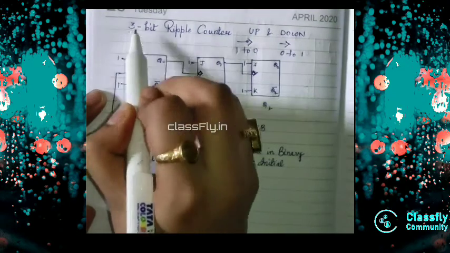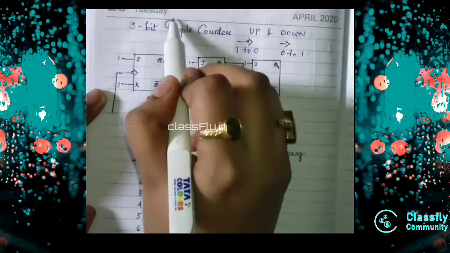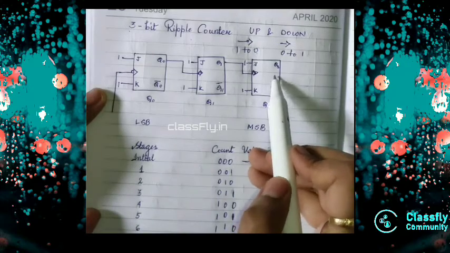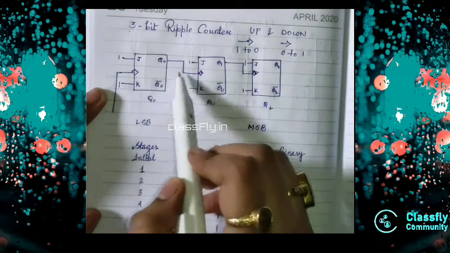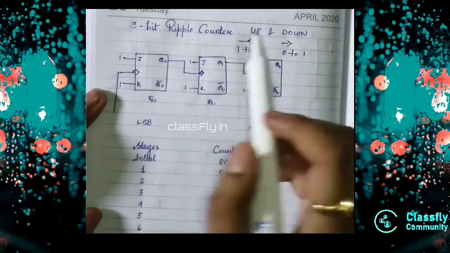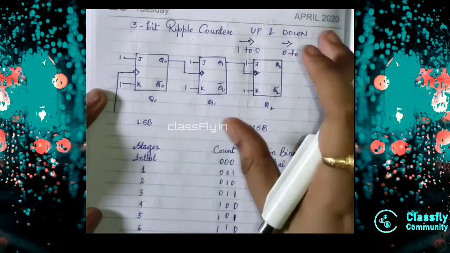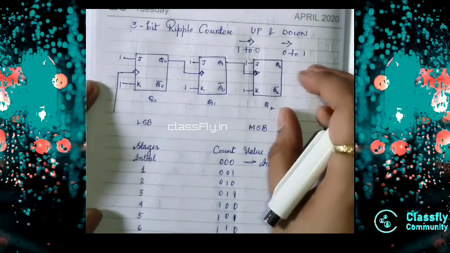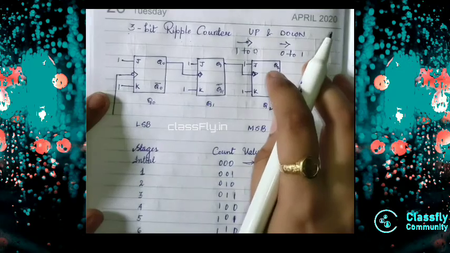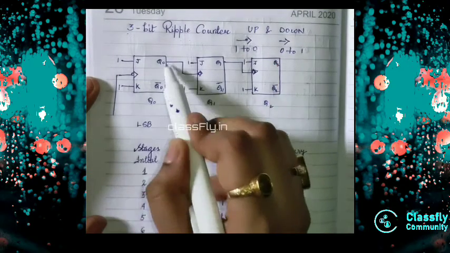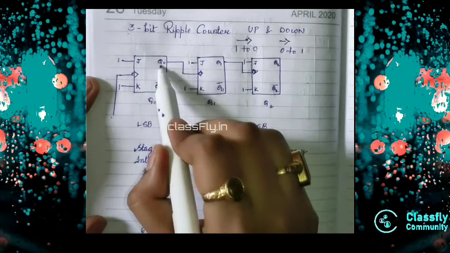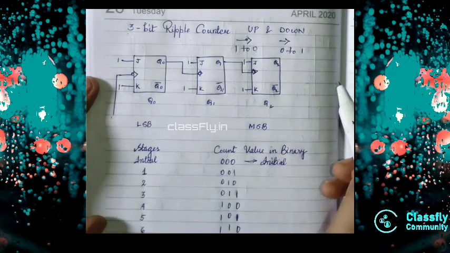So this is a 3-bit ripple counter. Why is it said to be a ripple? Because in the 2nd and the 3rd flip-flop, the previous flip-flop's output is given as the clock. That's why it is called the ripple counter, and it is an asynchronous counter because there are different clocks in each flip-flop. In this counter, the first flip-flop will have an external clock, whereas the other clocks will be the previous outputs of the flip-flops respectively.